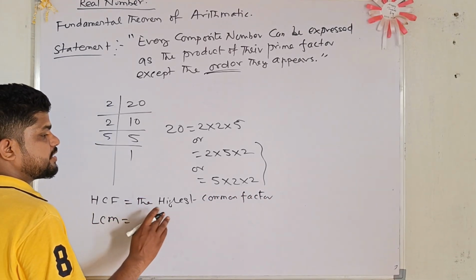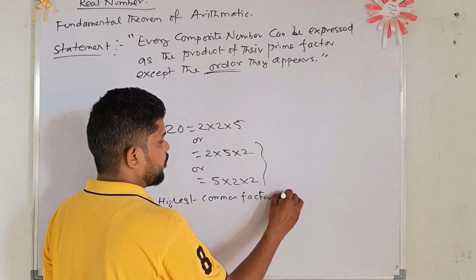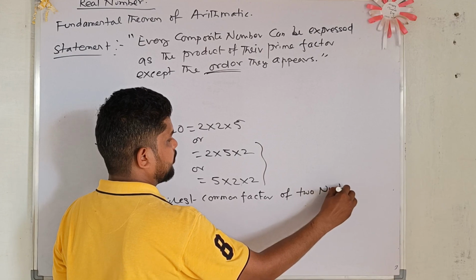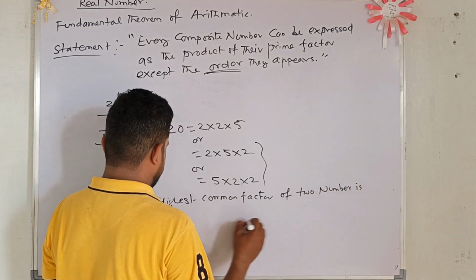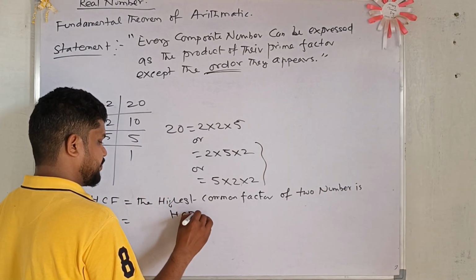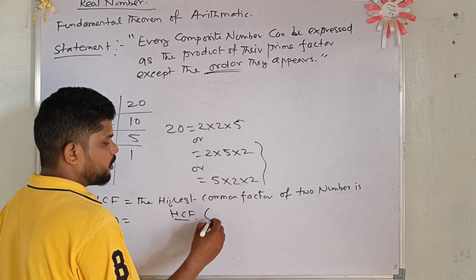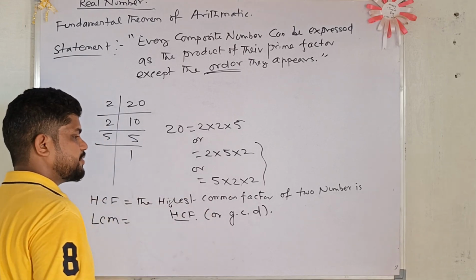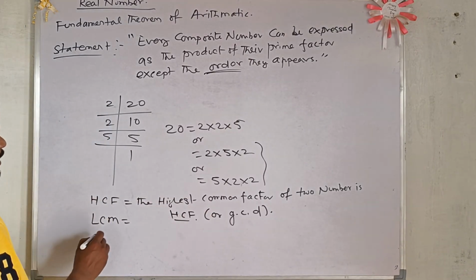The highest common factor of two numbers is known as HCF, or we also call it GCD, greatest common divisor. Both are the same thing. I will give some examples.